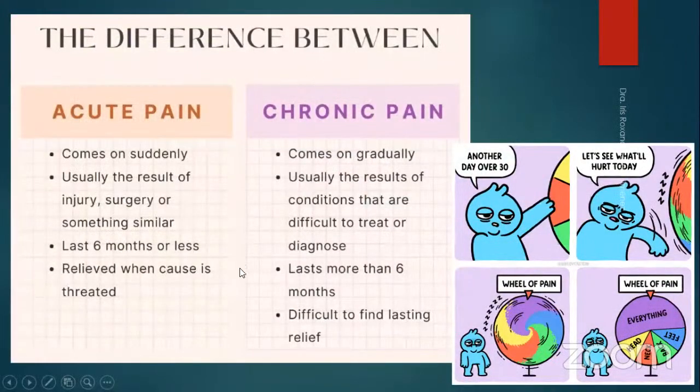We have the difference between acute pain and chronic pain, of course. Acute pain comes suddenly, usually the result of injury, surgery, or something similar, lasts 6 months or less, and resolves when the cause is treated. Easy, it has a solution. Chronic pain comes on gradually, usually the result of conditions that are difficult to treat or diagnose. It lasts more than 6 months, and it is difficult to find lasting relief. There is no cure, no way to solve this. Patients suffer with this all the time. So that's the difference.